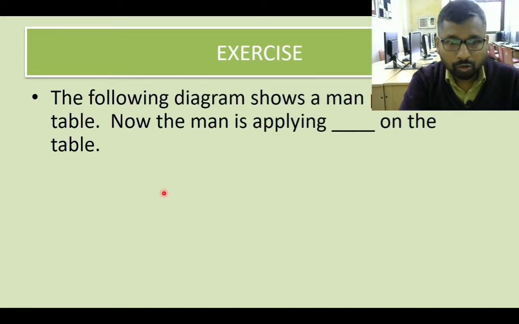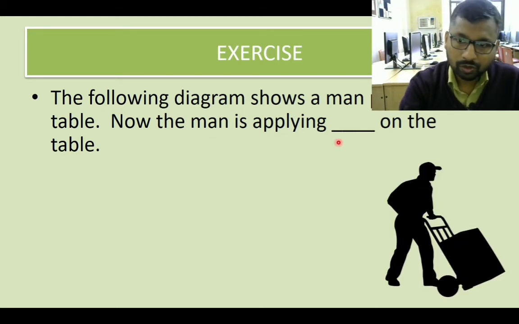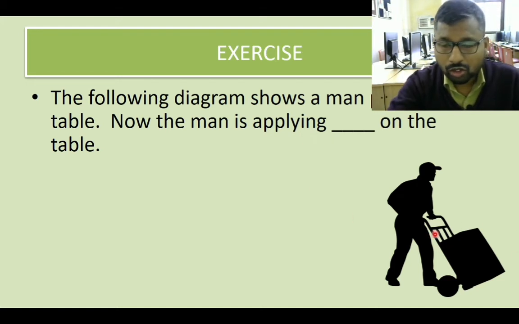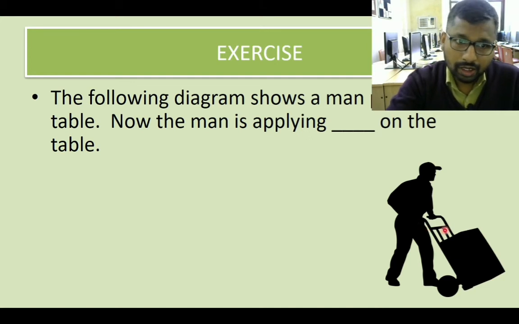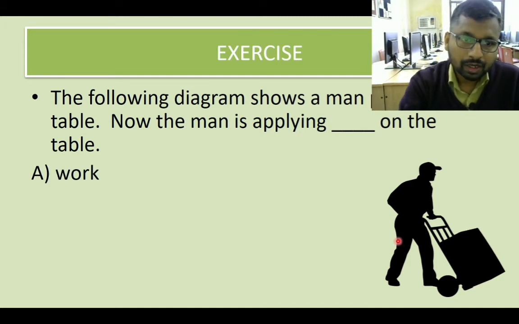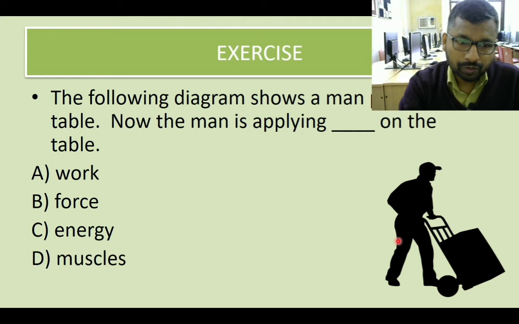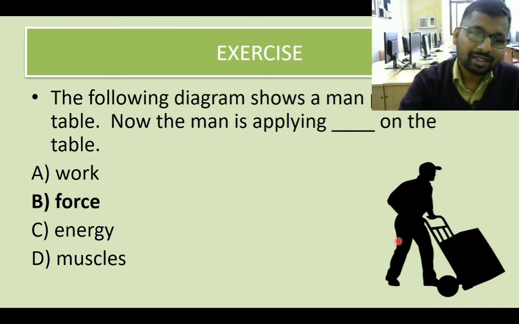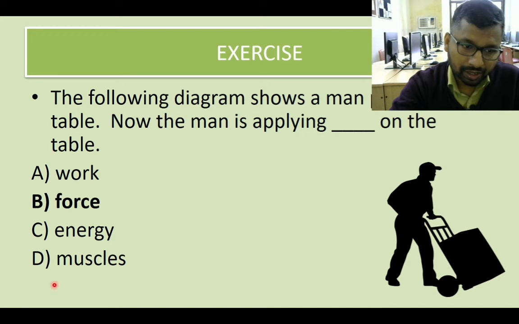These are some questions that you might try out at home. The following diagram shows a man pushing a table. Now the man is applying dash on the table. Though this is not a table, this is sort of a trolley, he is still applying something. What do we call it? Then these are the options. You want to answer? Well, the answer is force. Force is the correct answer, so let me mark it for you.